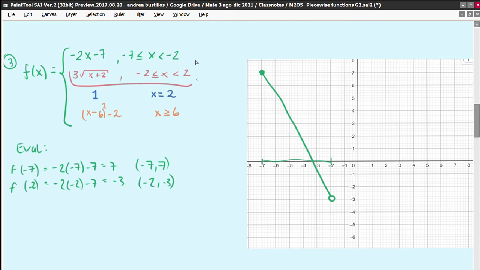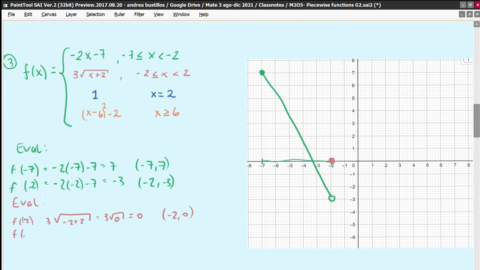Now, for our second part, the second piece of my piecewise function is a radical function. And again, my domain has 2 extremes. So the first thing I'm going to do is to evaluate my function in both extremes. So if I evaluate the pink part in -2, I'm going to have that this is 3 times the square root of 0. This is 0. So a plotting point is in -2, 0. Because the -2 is included in the domain for this piece, I'm going to write a filled hole like this.